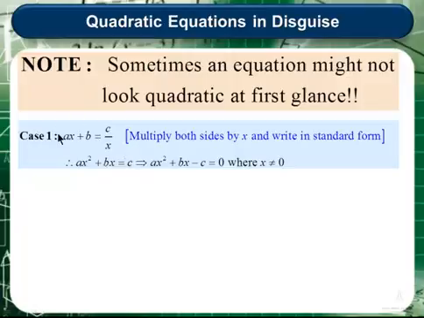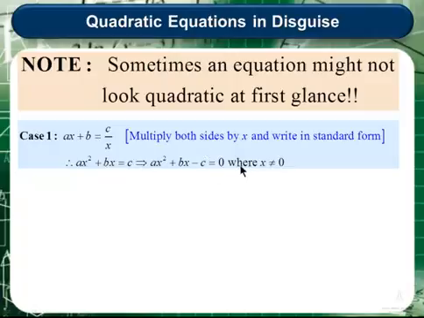So in this case, to rewrite this in the standard form, we have to multiply through both sides, left and right, with the unknown x. And in such a case, we generate, as you can see, the equation ax squared plus bx minus c is equal to 0, which clearly is a quadratic equation.